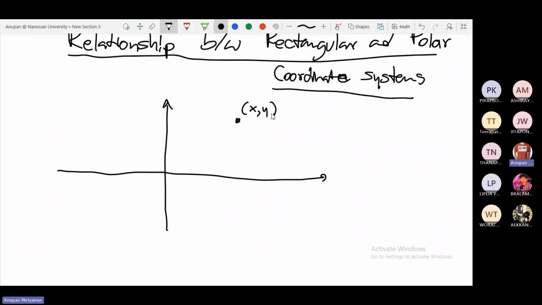Okay. Now, in polar coordinate, let's say I measure the angle to be theta counterclockwise, okay? And I walk on this line or on this path r unit. So this point is also called r, theta in polar, okay?